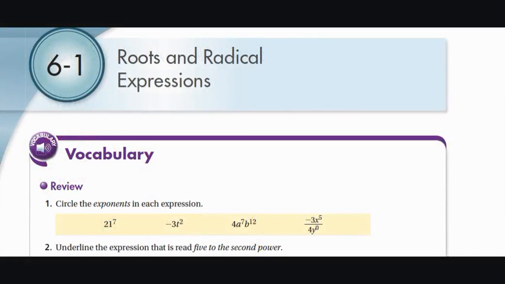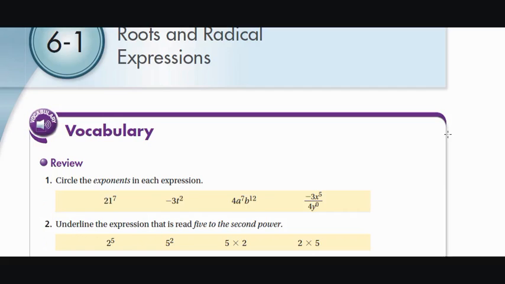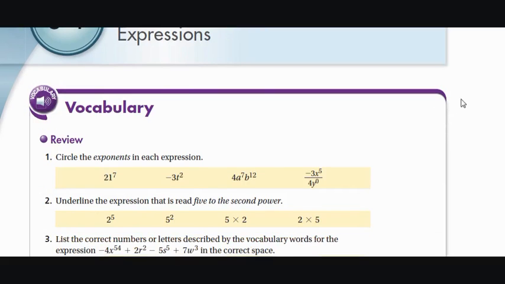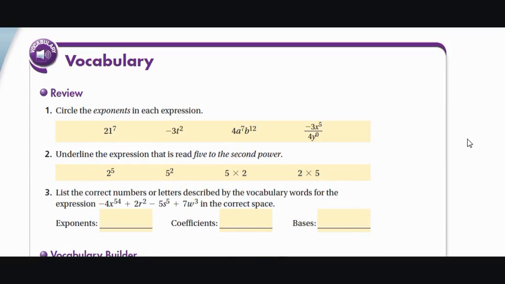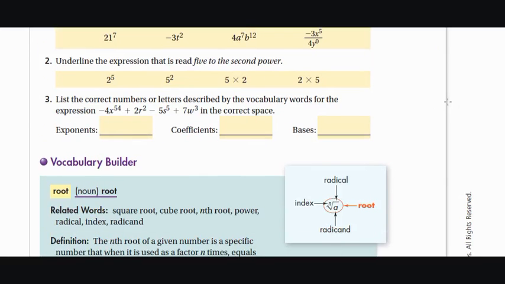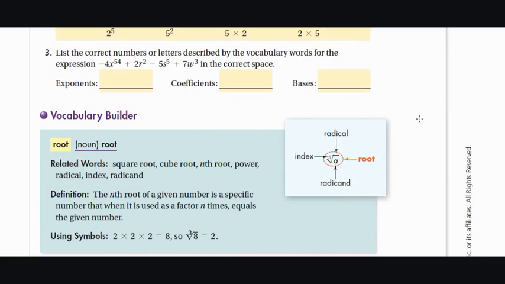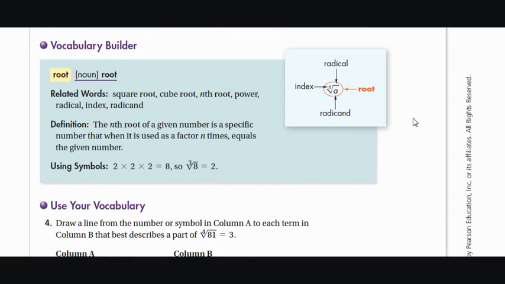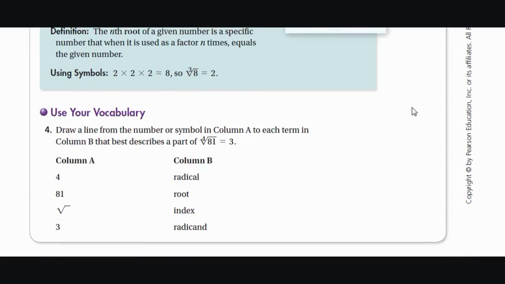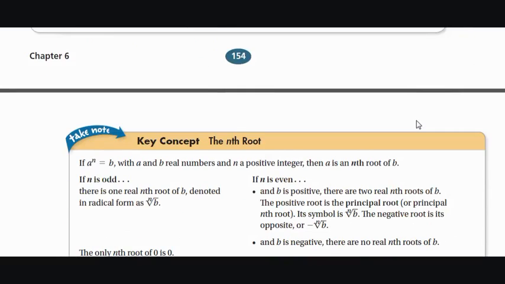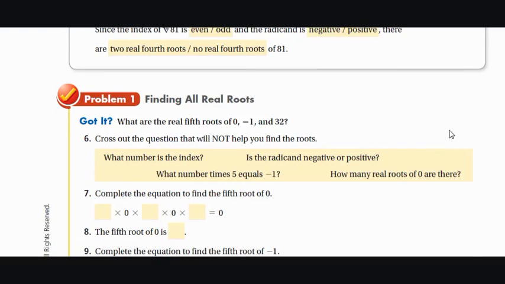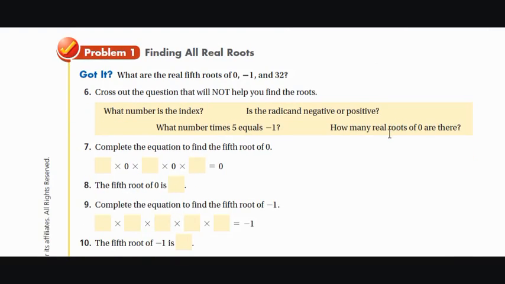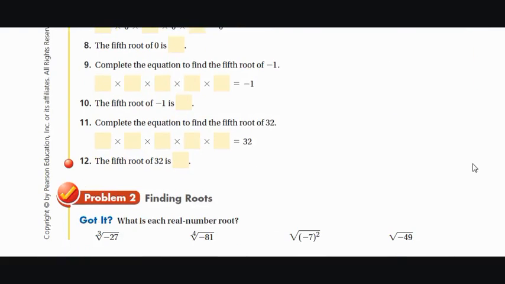Here is a look at your homework on roots and radical expressions. We're going to start off with a little review, circling the exponents just so that you know what exponents are. Underline the expression that is read 5 to the second power just so you understand how to read these expressions. Then you're going to go into vocabulary builder, really understand what a root is. You're going to use that vocabulary to mix and match some things. Just going to review your key concept that we learned in the lesson, and then we're going to use that to find all the real roots in certain questions. Make sure you review back to the lesson.